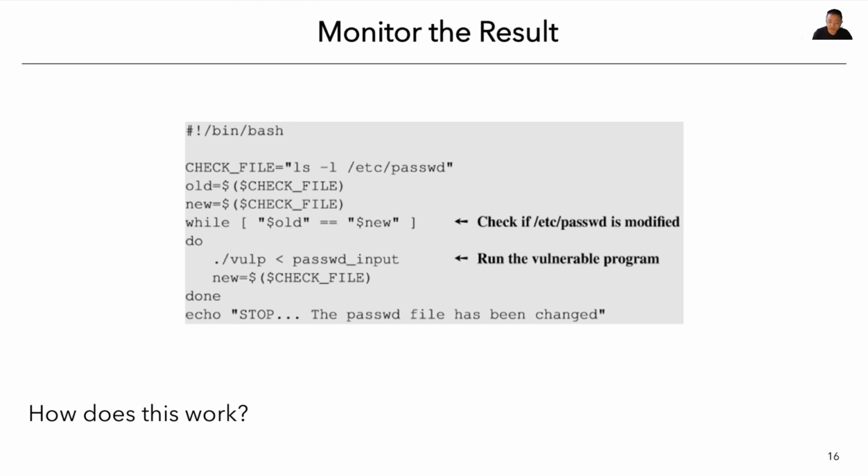So we can also monitor results. This will be in a shell script. We can monitor the result here, so we can check the file. The check file is a command here. So we get the old dollar, this check file. Then we get a new dollar check file. While old equals new, we run the vulnerable program. We then update the new.